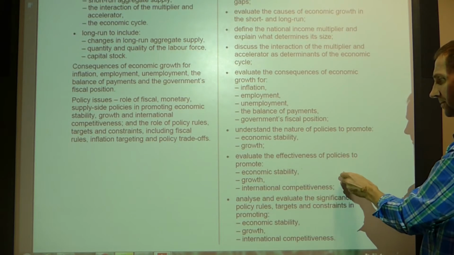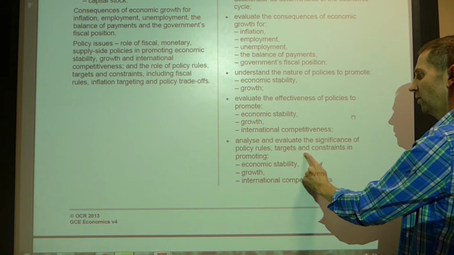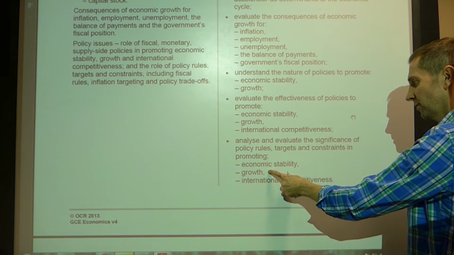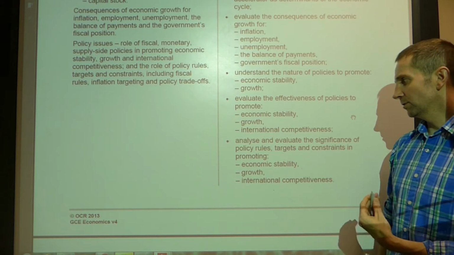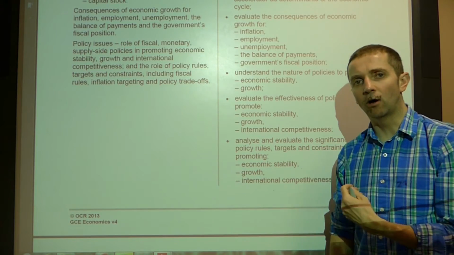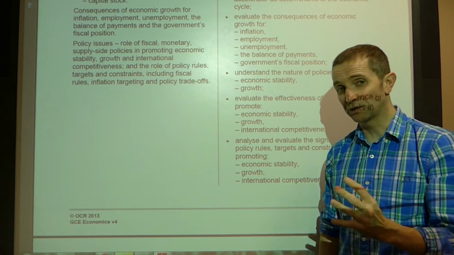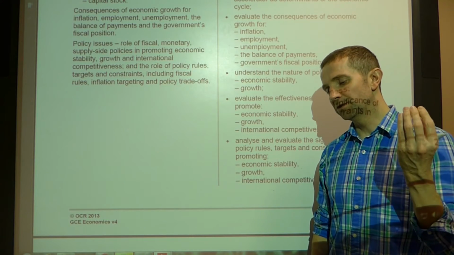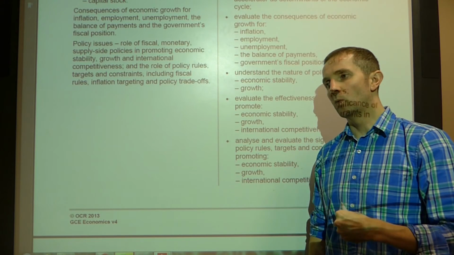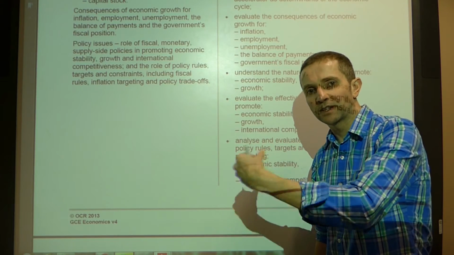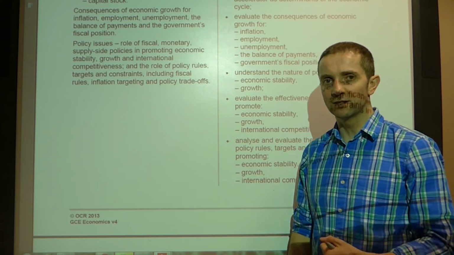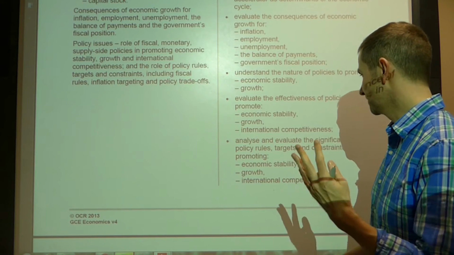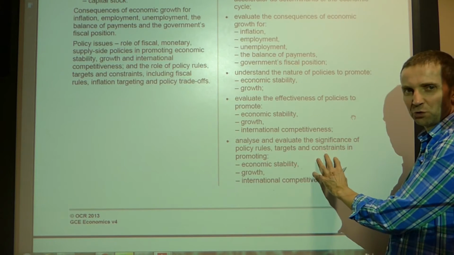What else have we got for analyse? Analyse the significance of policy rules, targets and constraints in promoting economic growth, stability, competitiveness. This is also a strong possibility because one of the key constraints identified in Extract 1, if you've watched my previous video, is the notion of, on the one hand, reducing the fiscal deficit, whilst on the other hand, trying to inject expansionary policy into the economy. How can you bring down your debt and also spend big in the economy? So that is an analyse constraints aspect.